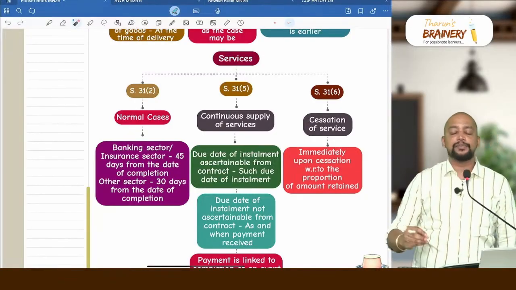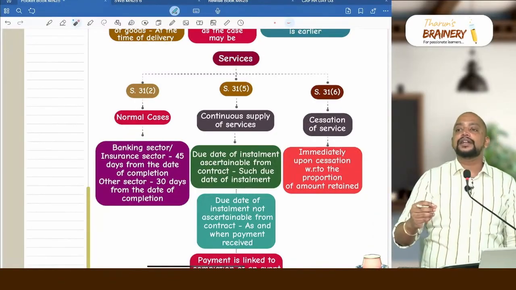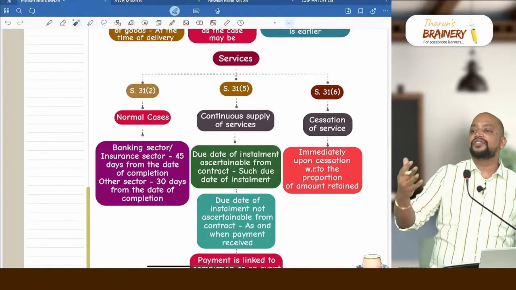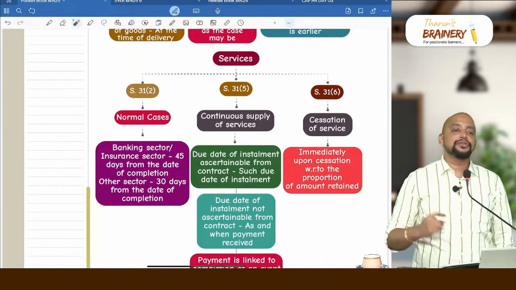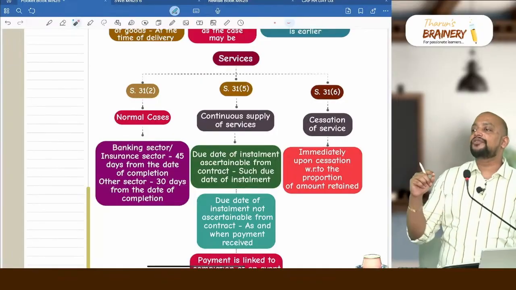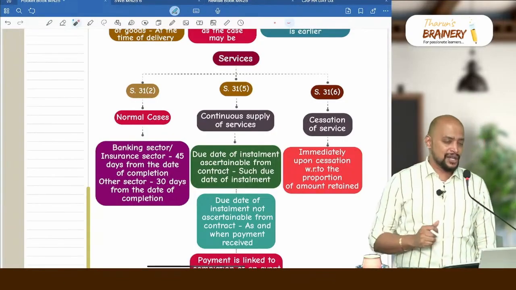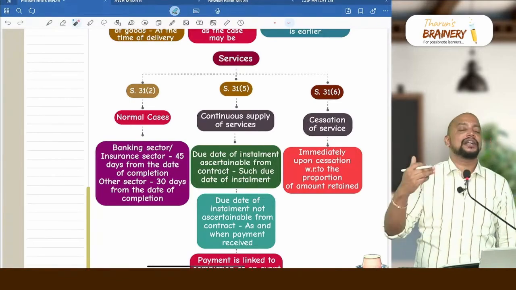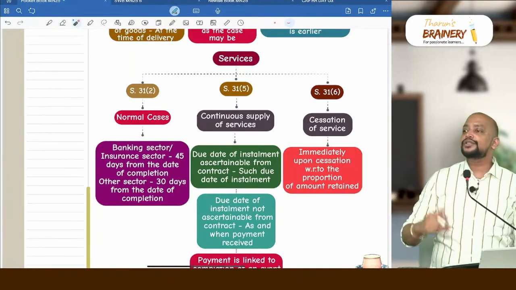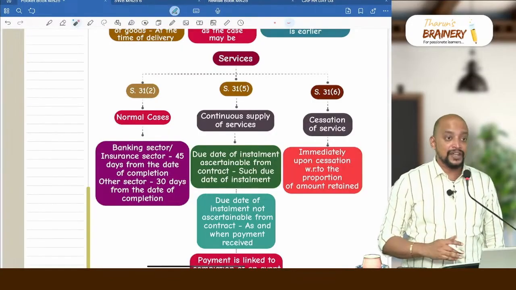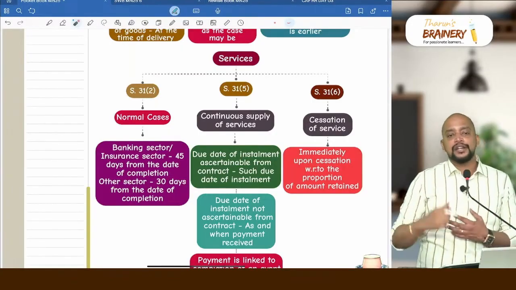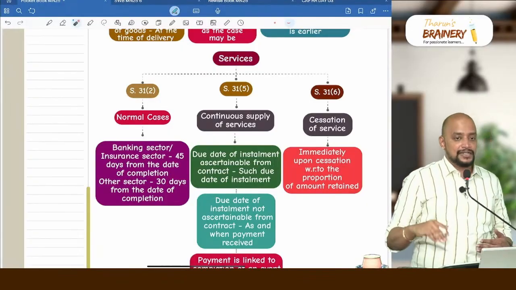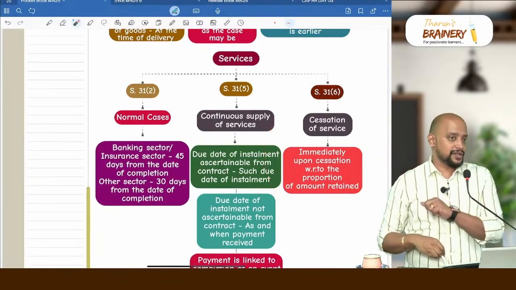proportionate amount. Say for example, an actor entered into a contract with the producer to act in a movie for 50 days. So he gave 50 days call sheet, and for each day he will receive a remuneration of 1 crore. So 50 days into 1 crore, 50 crores is the remuneration. He acted for 5 days. Thereafter he stopped the movie because he did not like the way the movie was progressing. But for 5 days he needs to get the money. So immediately whenever he stops, he needs to raise the invoice for those 5 days. That is the due date of invoice in case of cessation of service.